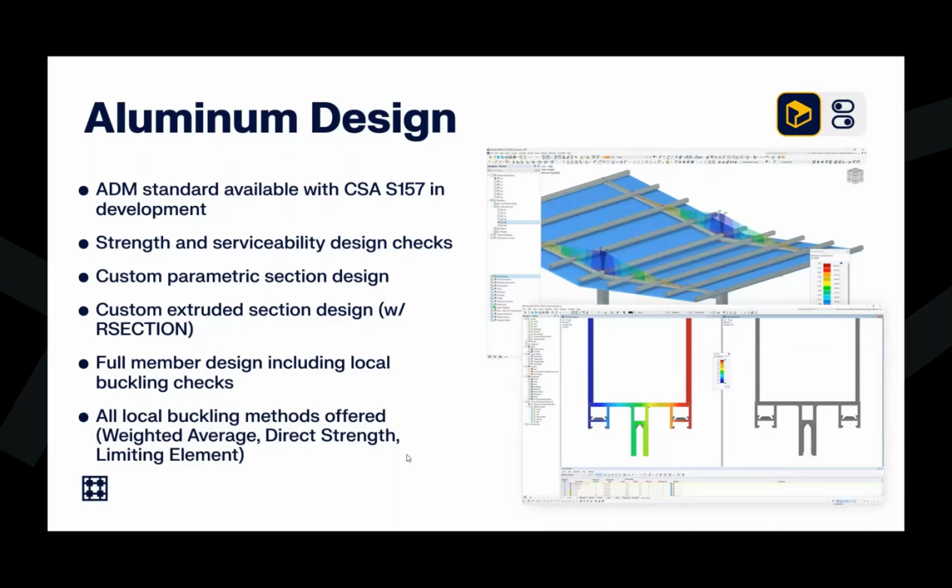This does include the strength and serviceability design checks for all of our standard shapes that we find within the ADM. But similar to cold form steel, we can get design of the parametric sections, again, a handful offered within RFEM, or we can utilize our section. And I'll get into the details of our section in a few minutes, but essentially I can bring in this custom extruded shape like what we see over here on the right-hand side, and I can get full member design according to the ADM.